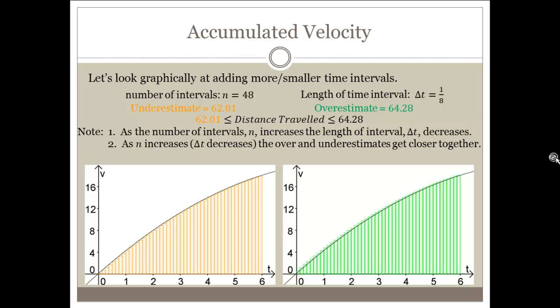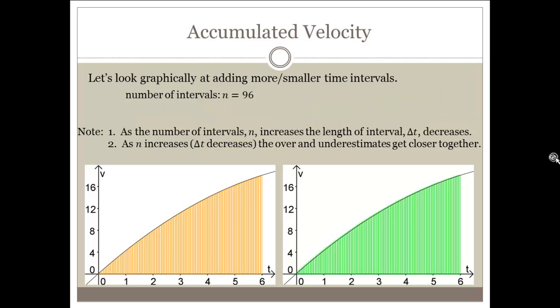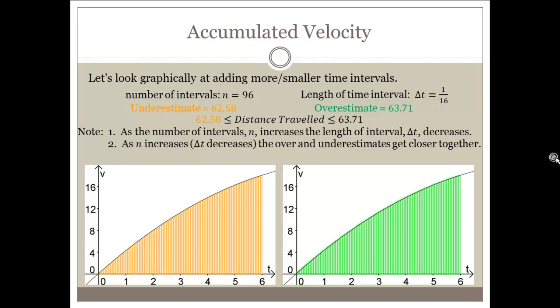Notice that as n increases, that is, delta t decreases, the over and underestimates get closer together. That is, we have a smaller range for the actual distance traveled. If we increase this even more to n equals 96, giving a time interval of 1/16 of a second, we could calculate that the underestimate is 62.58 feet and the overestimate is 63.71 feet. So we know that the distance traveled is somewhere between 62.58 and 63.71.